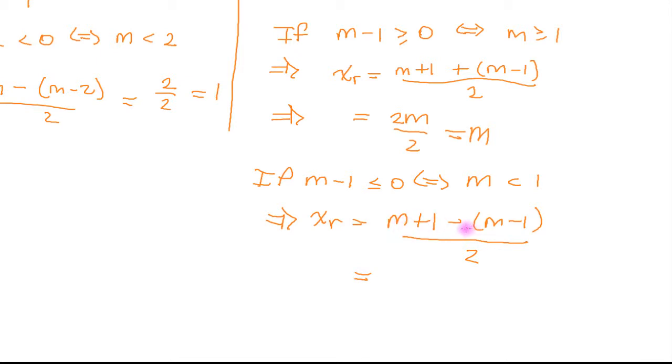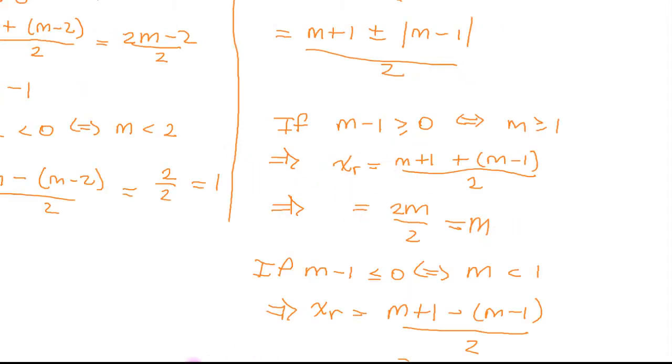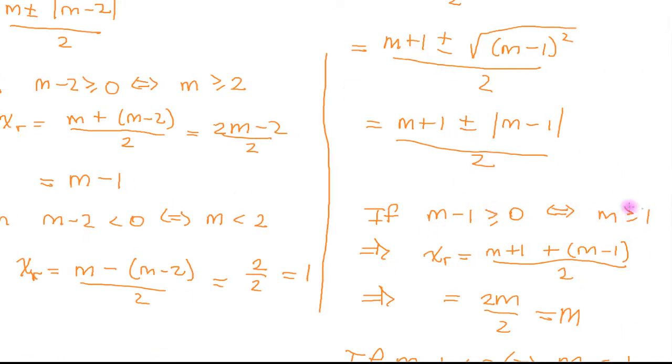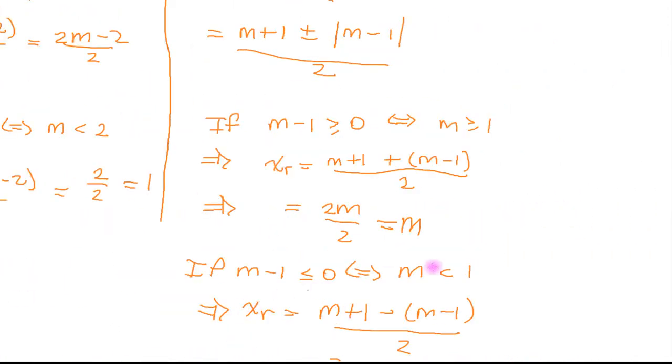M minus m is 0, one negative and negative is positive, 1 plus 1 is 2, so 2 over 2 is equal to 1. Okay, now why do I find this? Well, the reason is that now I have intervals to see this behavior. Here I have m greater than or equal to 2, here I have m less than 2. In this case, I have m greater than or equal to 1 and m less than 1.